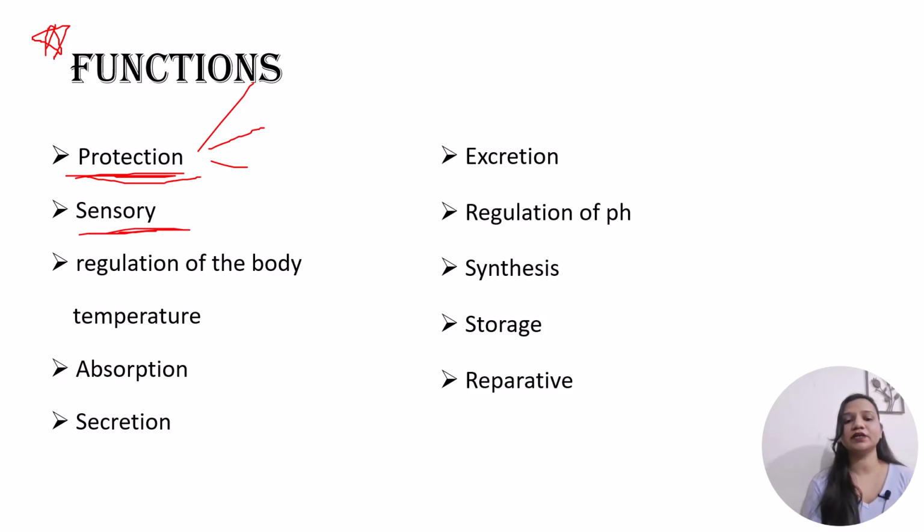The third one is the regulation of body temperature. We have already discussed that the sweat glands present in the skin perform the function of temperature regulation in the body. How? The sweat glands, by releasing sweat, regulate the body temperature.